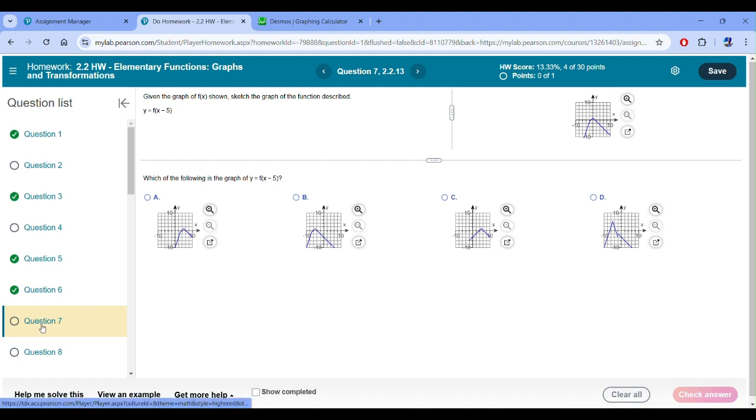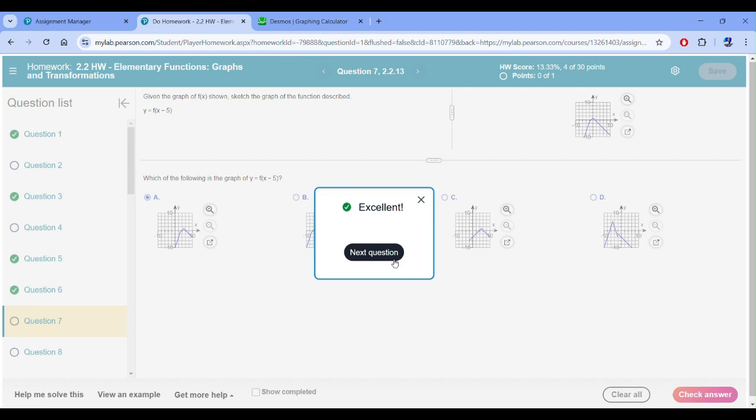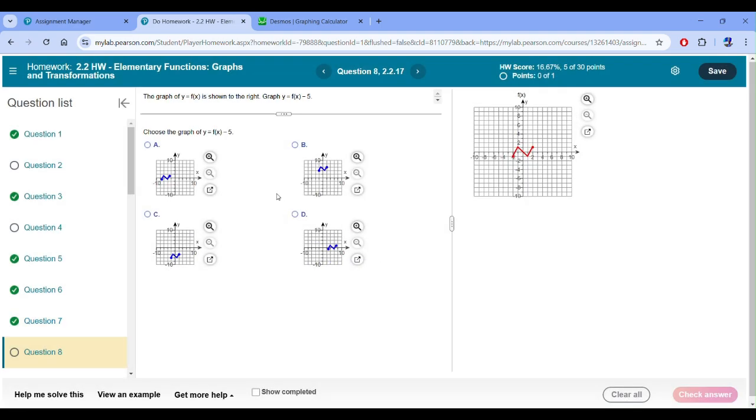I think it's minus 5. Isn't this the same question? So that one. Okay. The graph of f of x shown to the right. Graph, what is f of x minus 5? This is going to be a shift down. So this entire graph went down 5 units.